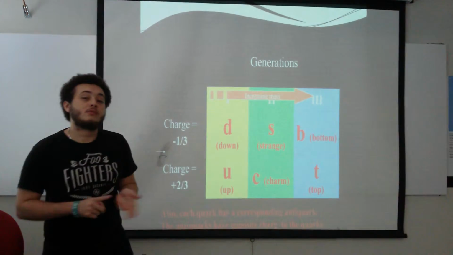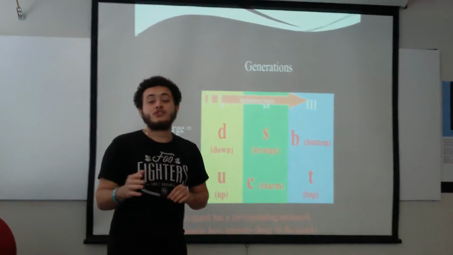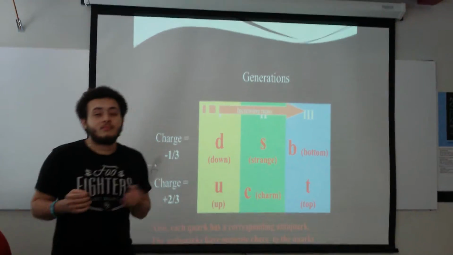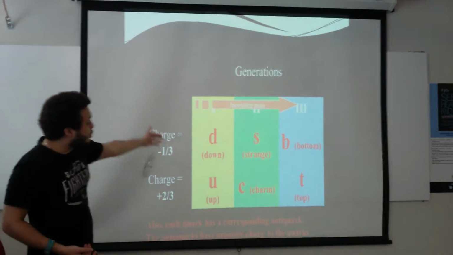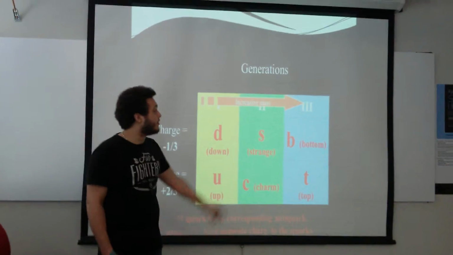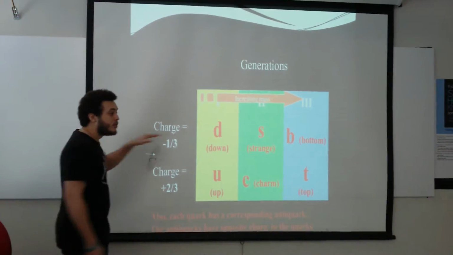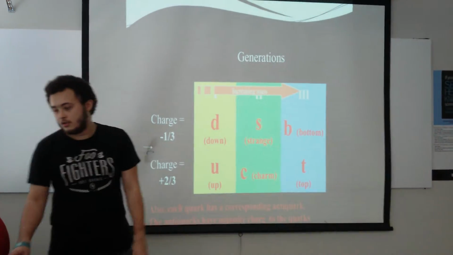Here we're going to see another characteristic, which is the generation of quarks. We have first, second, and third generation. Again, this is a physics characteristic, which shows us that, depending on the mass, the size, and the spin, you can divide quarks into different types. The first generation is the down and the up, the second generation is the strange and the charm, and the third generation is the bottom quark and the top quark. And we can see that 3 quarks have 1/3 charge, and 3 quarks have 2/3 charge.